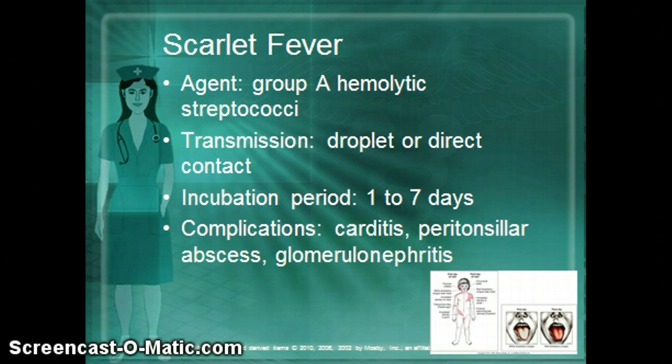Scarlet fever is a group A hemolytic streptococci. Complications are a little bit greater with scarlet fever. We do see some cardiac involvement, and oftentimes if there is cardiac involvement, the patient will end up with a benign murmur.